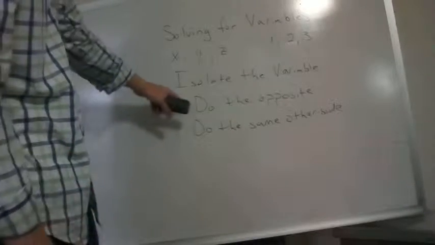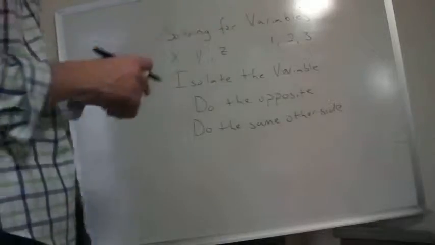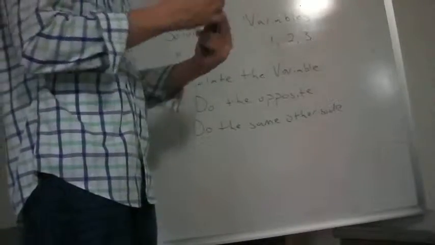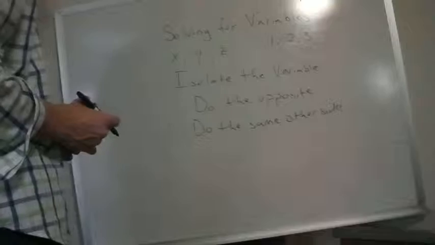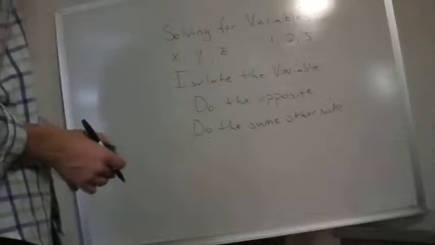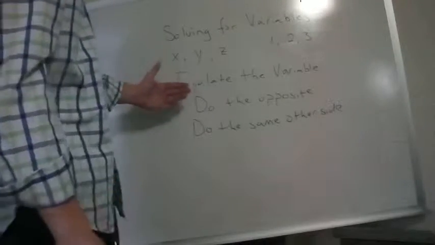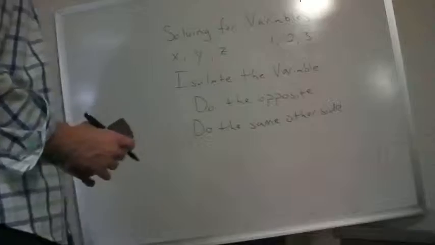We do this by doing the opposite, or the inverse operation. So the inverse operation of addition is subtraction. The inverse operation of subtraction is addition. The inverse operation of multiplication is division. And the inverse operation of division is multiplication. And then anything I do to one side, I must do to the other side. So let's look at some sample problems for solving for variables.